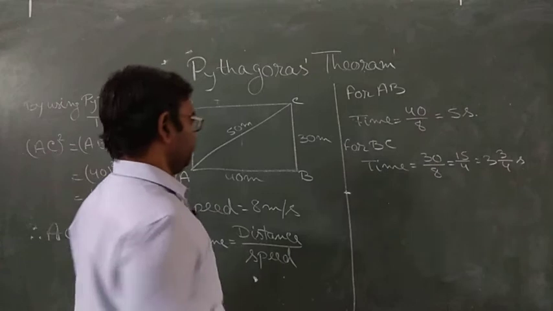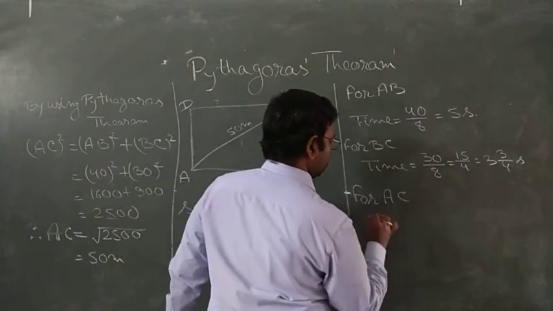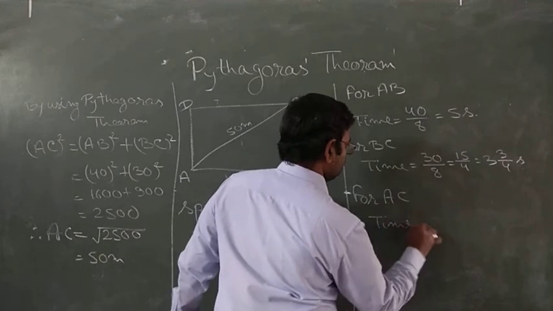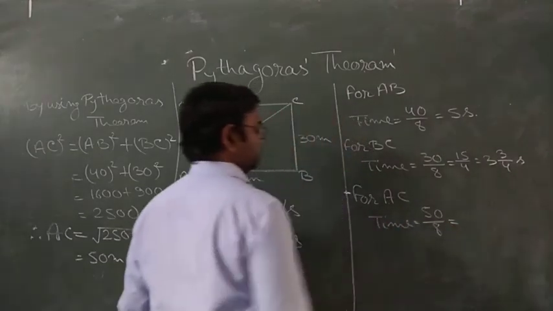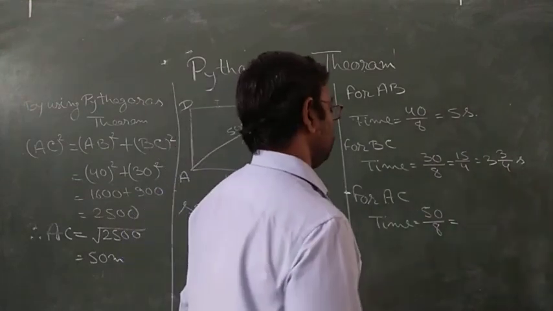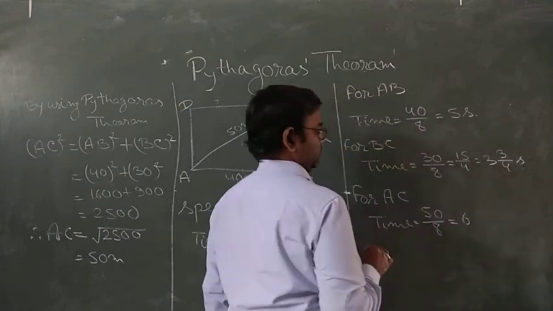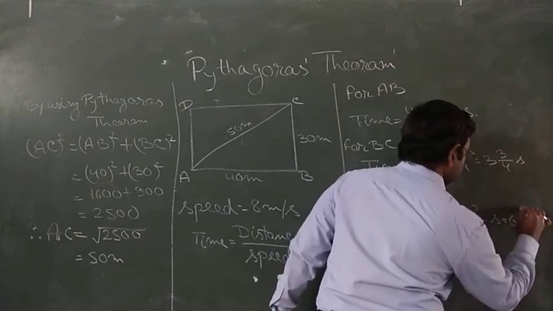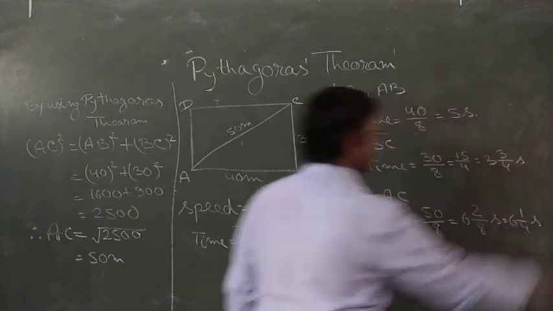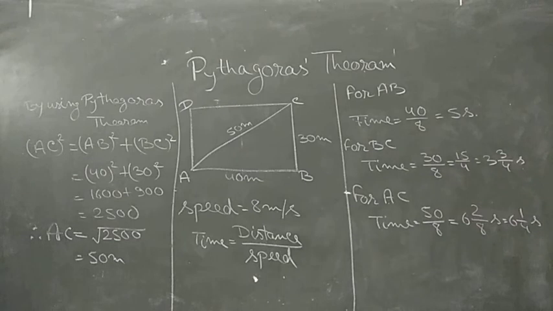Clear? Then for AC, time equals to 50 upon 8, that will divide, it's 25 upon 4. So 6 1/4 seconds, it means 6.25 second. So I hope this thing is clear to you. Move next question.